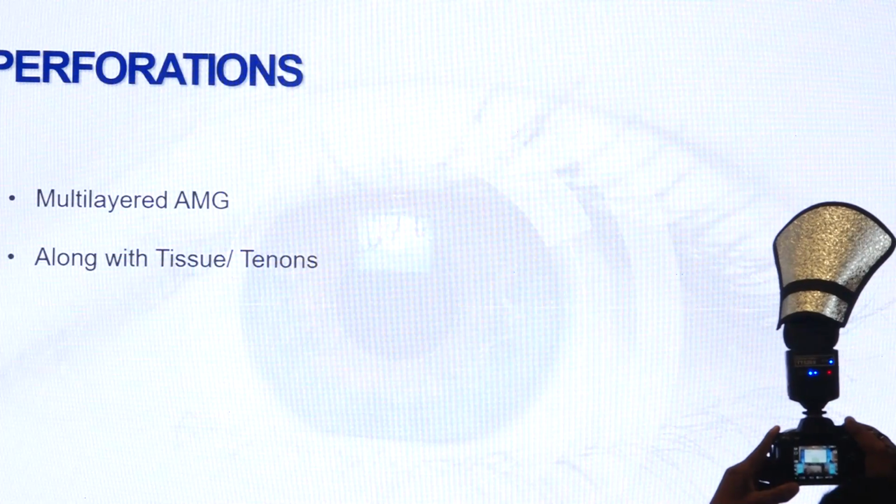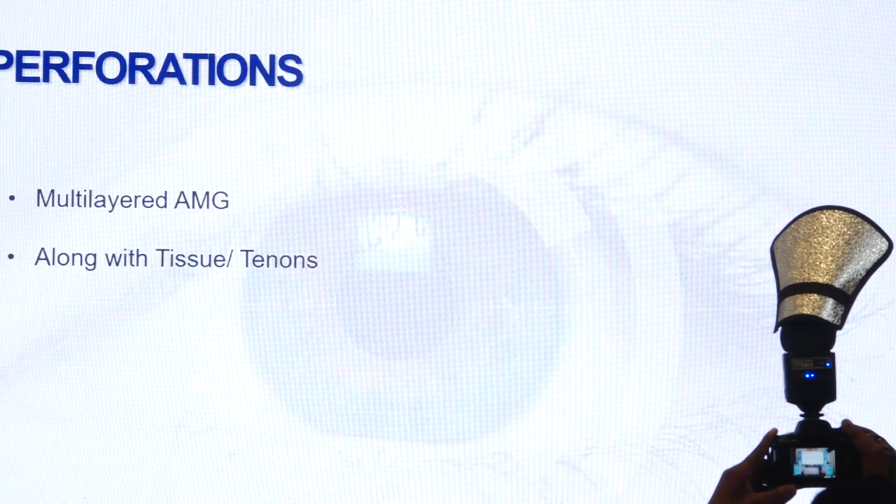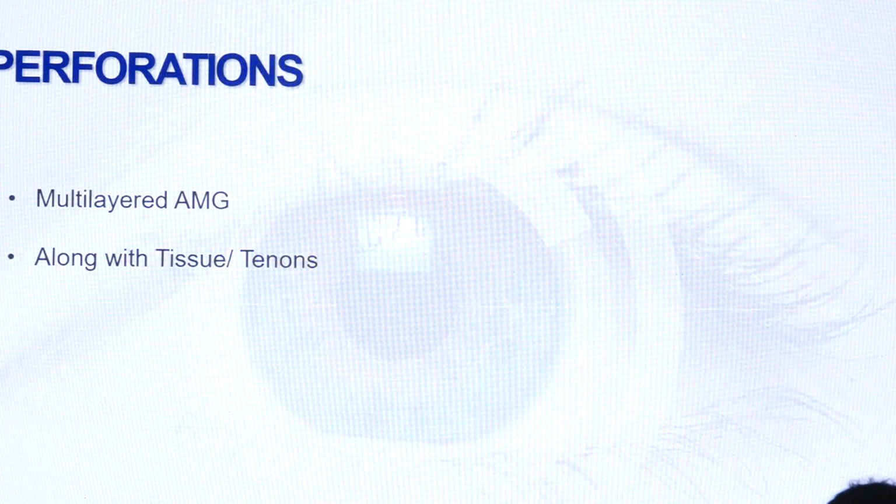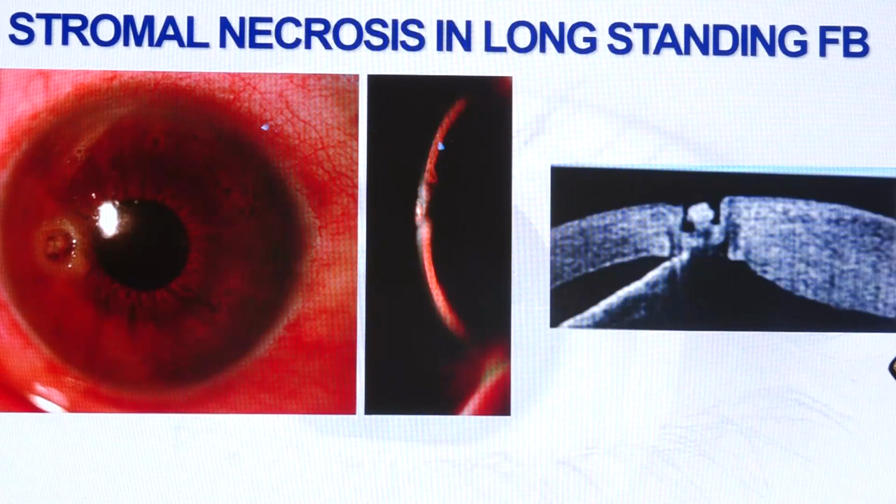Coming to perforations, that is most commonly seen by all of us. Here a multi-layered amniotic membrane can be used, or it can be used along with tissue glue or a Tenon's graft. So this is a case of a patient having a very long-standing foreign body which induced stromal necrosis. What we need to remember is whenever we are removing the foreign body, all of it should be removed, else the residual iron foreign body or any other foreign body will either cause an infective keratitis or will cause stromal necrosis.